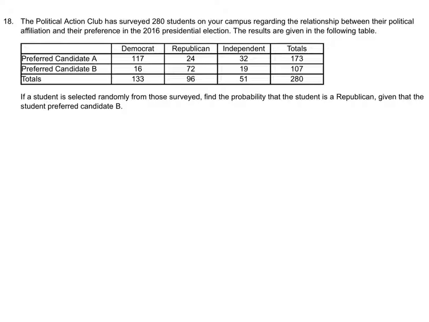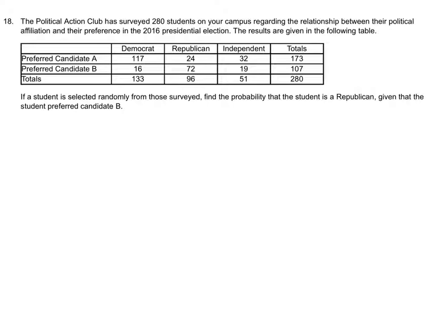Conditional probability continued. The Political Action Club has surveyed 280 students on your campus regarding the relationship between their political affiliation and their preference in the 2016 presidential election. The results are given in the following table.